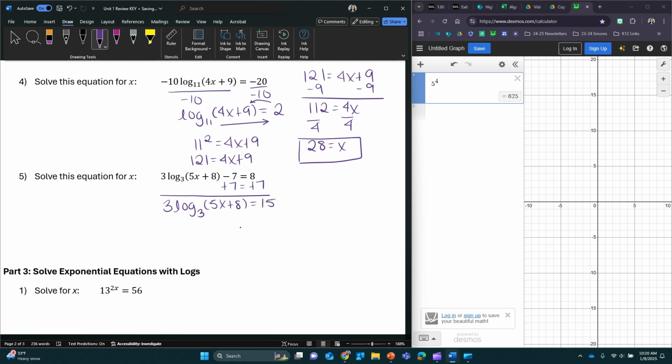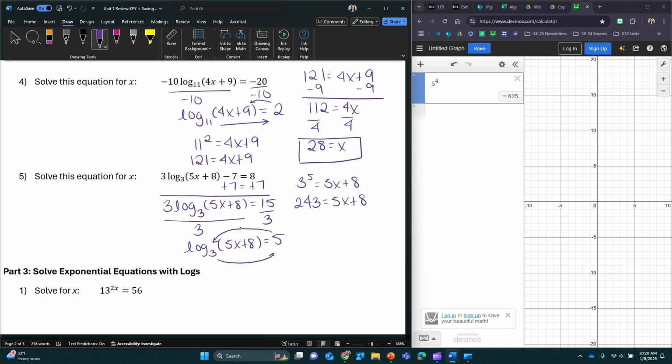So now I need to get rid of that 3, so I'm going to go ahead and divide both sides by 3. And when I do that, I get the log base 3 of 5x plus 8 is equal to 15 divided by 3, which is 5. So now I'm going to go ahead and rewrite this in exponential form. So that's going to give me 3 to the 5th equals 5x plus 8. 3 to the 5th, that is going to be equal to 243. So 243 equals 5x plus 8.